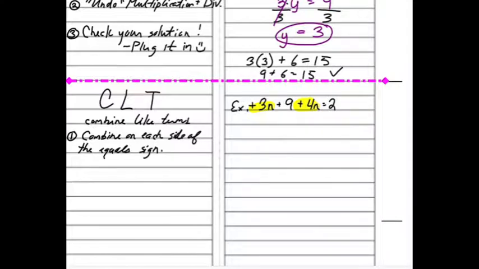So when I combine the terms positive 3n plus positive 4n, I'm getting positive 7n. Then I rewrite the equation just the way I normally would. 7n plus 9 equals 2.